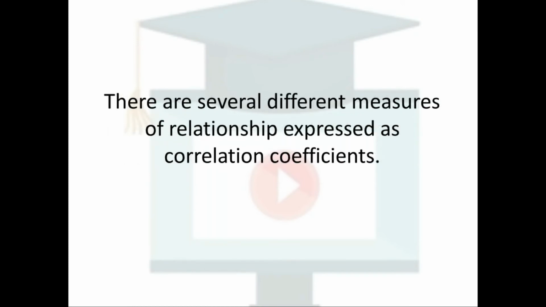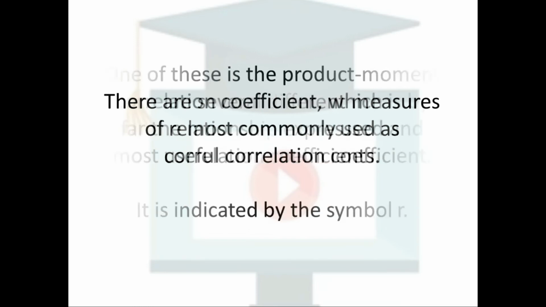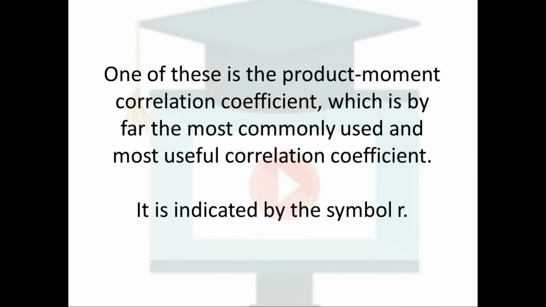There are several different measures of relationship expressed as correlation coefficients. One of these is the product moment correlation coefficient, which is by far the most commonly used and most useful correlation coefficient. It is indicated by the symbol r.